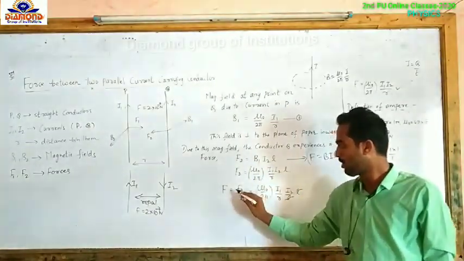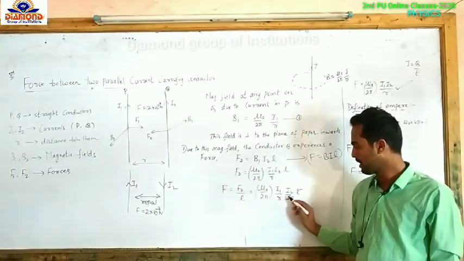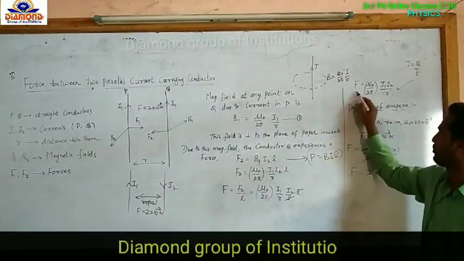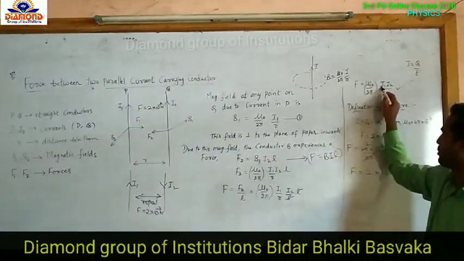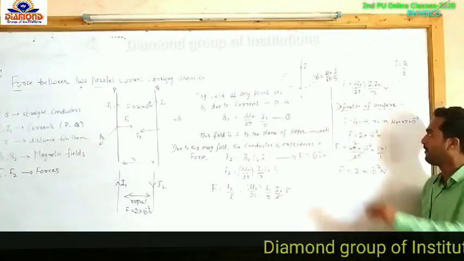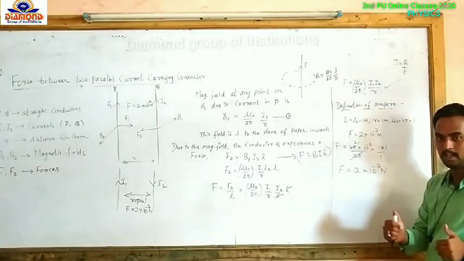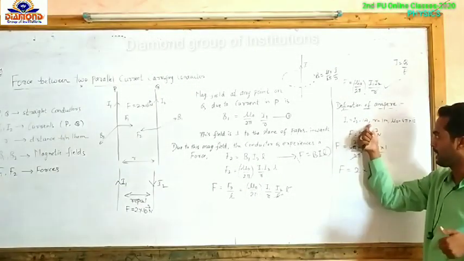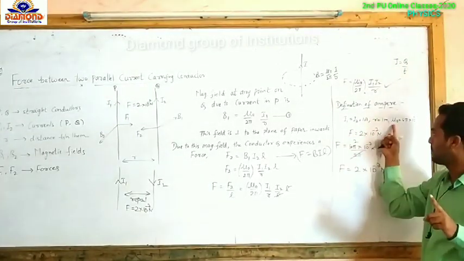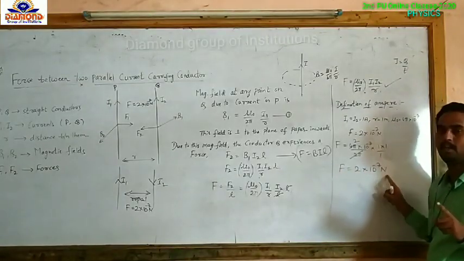So we want force per unit length. So for force per unit length, L is going to get cancelled. The remaining thing is nothing but F equal to mu naught by 2 pi into I1 I2 by R. So based on this equation, we define the definition of ampere also. If the current through each conductor is 1 ampere, and the separation between the two straight conductors is 1 meter, then the value of the force will be 2 into 10 power minus 7 Newton.